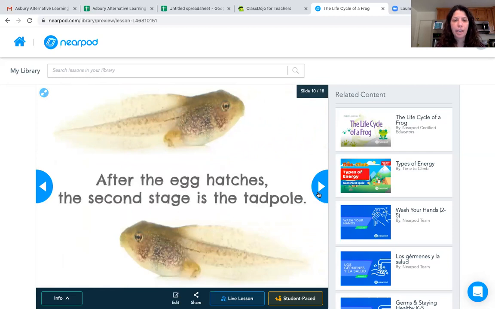Now, once the egg hatches, it does not look like an adult frog yet. It's going to look like a tadpole. So if you take a look here, you see that there is a tail. There are no legs, but you can kind of see where those legs are going to start forming from. At this point, a tadpole has gills and is only able to survive in the water.